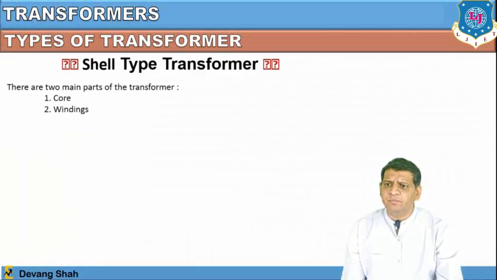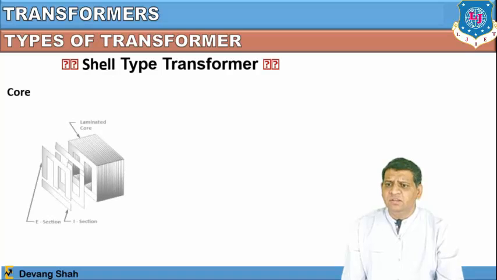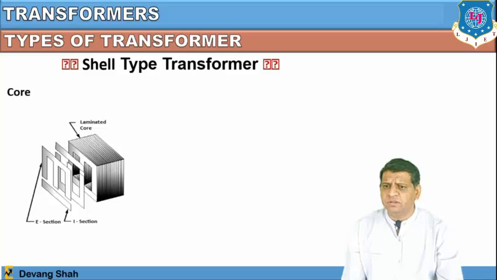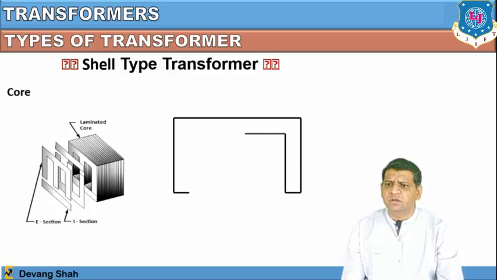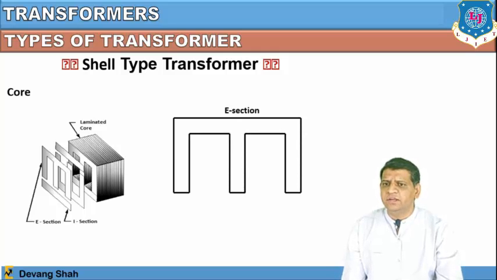In the same way, in a shell type of transformer, again there are two main parts. One part is the core and another part is the winding. So here you can see this is a kind of core which has an E shape and an I shape. So here you can see this combination of E shape and I shape. Again this is laminated and the strips are all joined together. So you see the construction of this core in a shell type transformer.